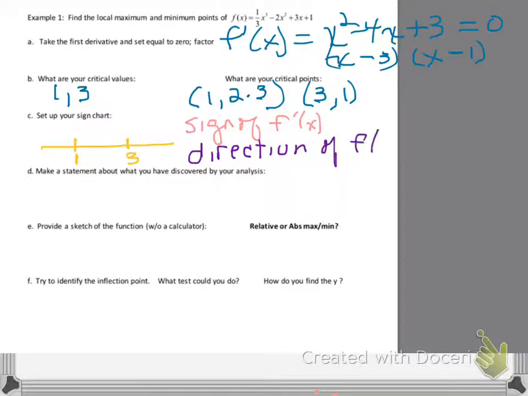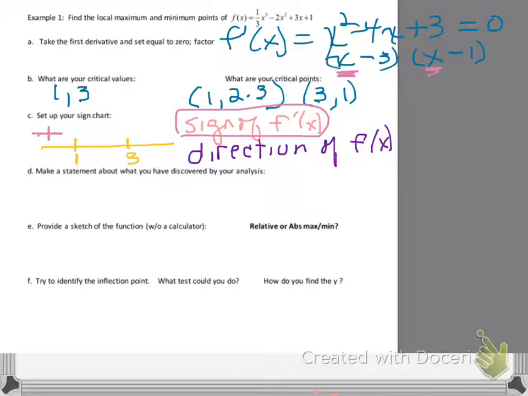of f of x. Alright, so to do this evaluation, I'm going to go back to my pink color, and I'm going to say I want to evaluate a number to the left of 1. So let's pick 0. Put your 0 here in your factors, and you end up getting 0 minus 3 is a minus 3, 0 minus 1 is a minus 1, and minus 3 times a minus 1 will give me a positive value. So I have a positive slope. That is the sign of the f prime of x. It's positive when I test it at 0.